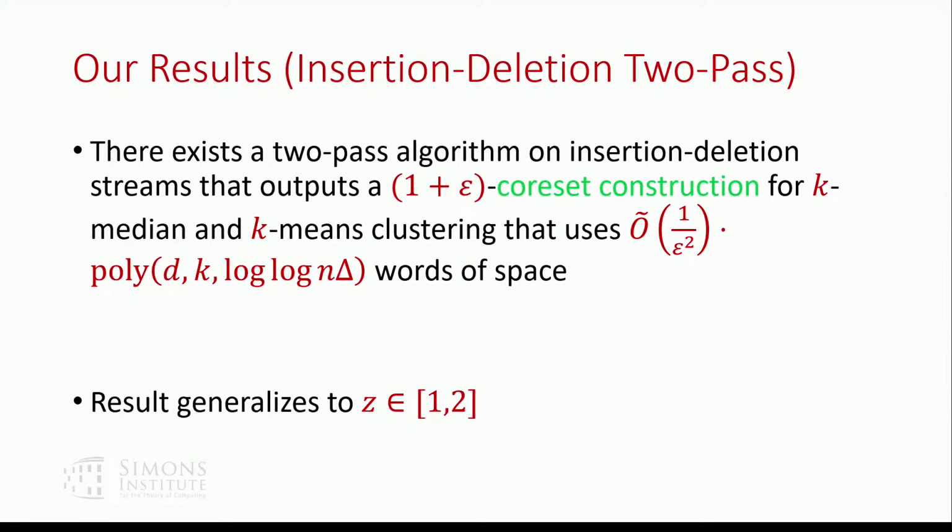OK, so that seems a bit pessimistic. So we show that for 2 passes over the insertion deletion stream, we can actually get an algorithm that does use little o of log n space. All right, so this also shows a separation between 1 and 2 passes. This may not be surprising because there's been a lot of beautiful work that shows that you can do a lot more interesting things when you're allowed more passes over the stream.